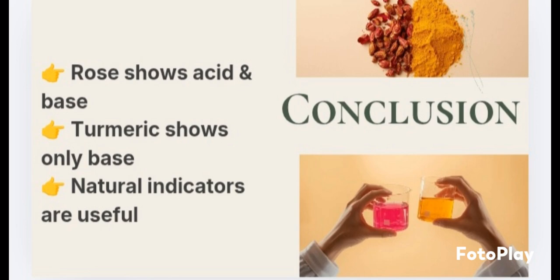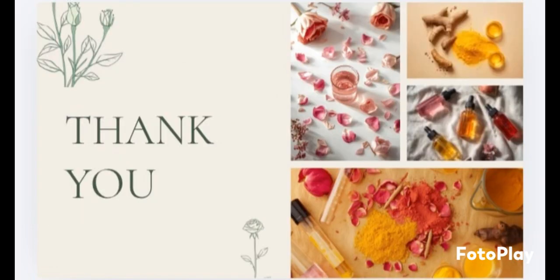Conclusion. Rose shows both acid and base substances, but the turmeric shows only the basic substances. But both are natural indicators and both are useful. So today we will study till here only. Our next topic will be olfactory indicator. So we will study this in the next class.